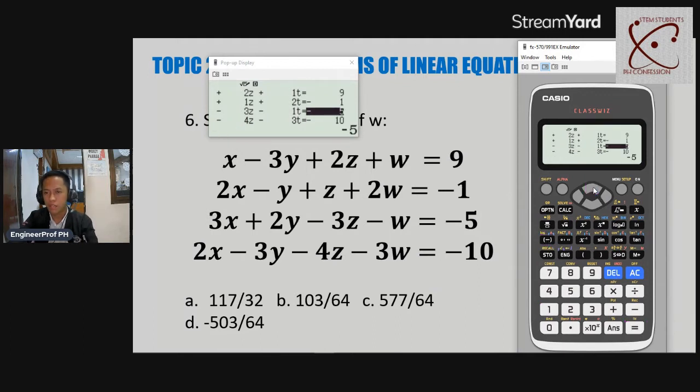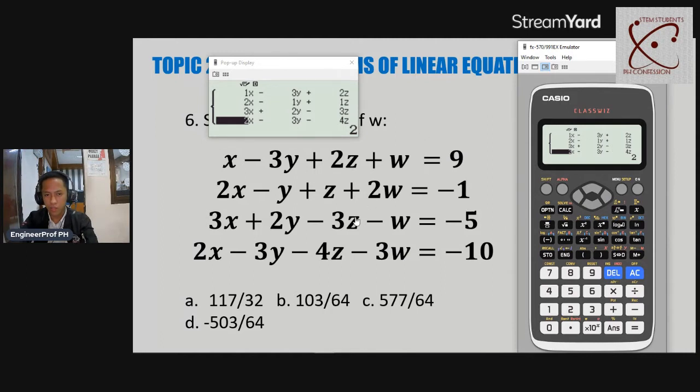Okay, double check natin yung mga constant. 9, negative 1, negative 5, negative 10. Okay, for w, 1, 2, negative 1, negative 3. For z, you have here 2, 1, negative 3, okay, negative 4. And for y, negative 3, negative 1, 2, and negative 3. And for x, okay, 1, 2, 3, 2. Okay, okay na. Na-double check natin. Always verify your given, guys, para tama yung ma-input natin.